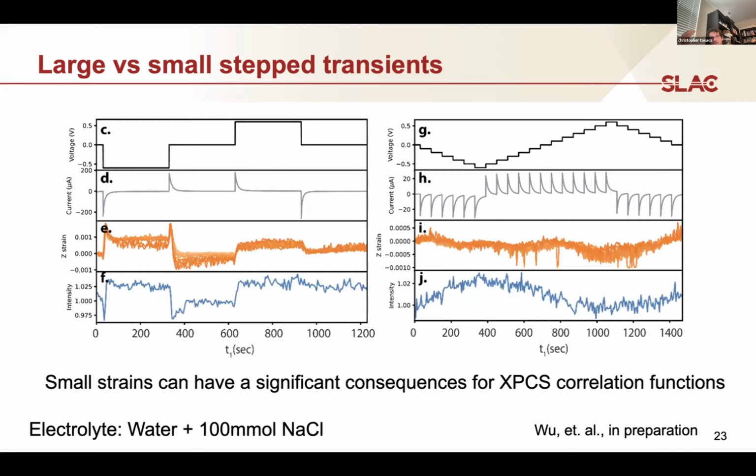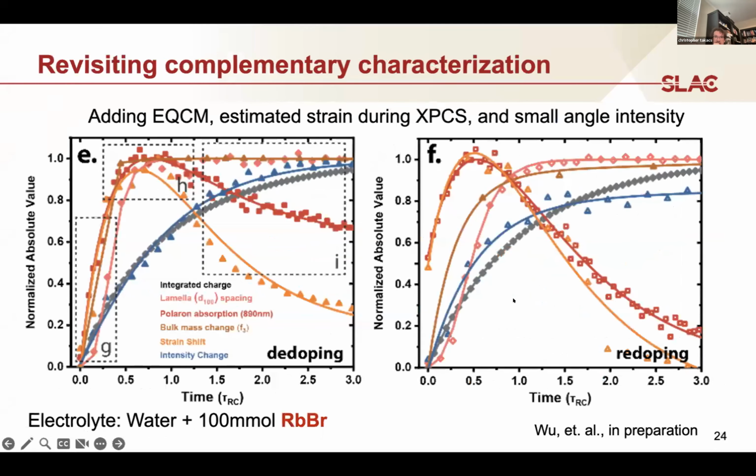So if we actually go through and look at the strain that comes out of these materials, what we find is that the strain is coming out on the order of a fraction of a percent, and it's not actually particularly reproducible. There's some break-in periods. I won't dwell too much on the strain here, other than to say that this has significant consequences for the XPCS correlation functions, which I'll address shortly.